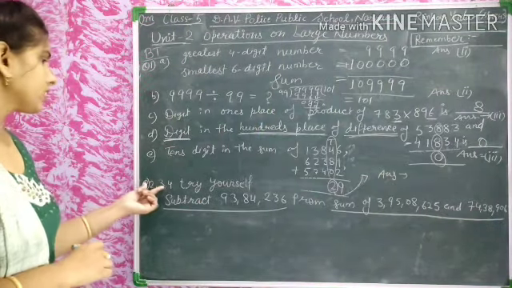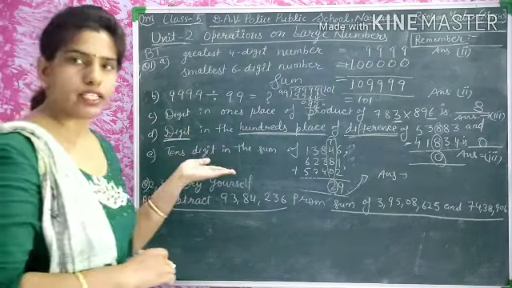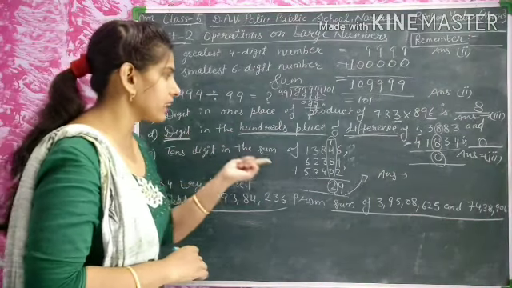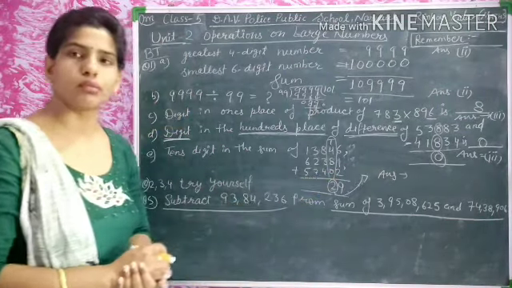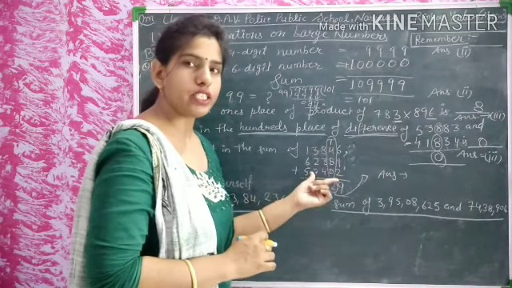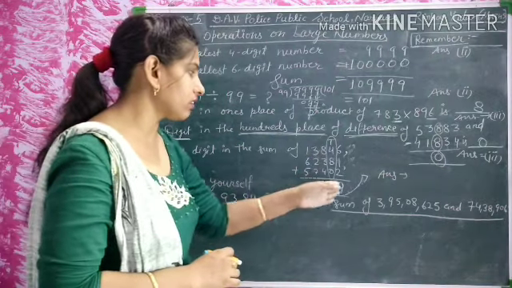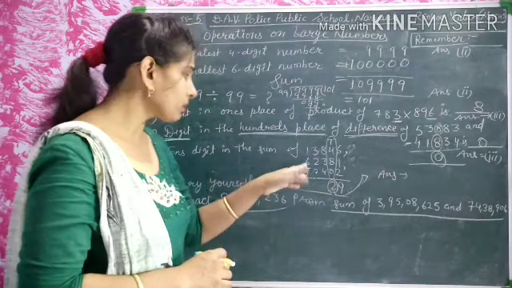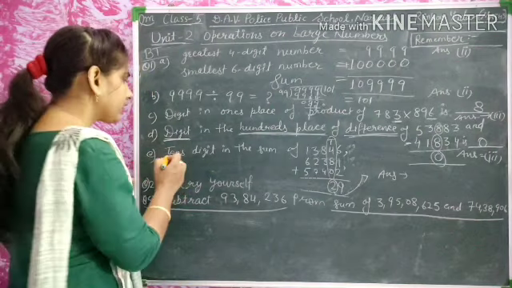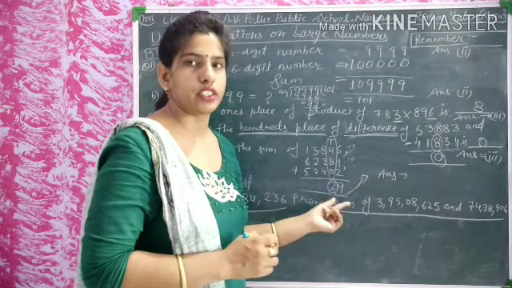Now the next question is part E. In part E, similar to the previous question, it asks for the tens digit in the sum of all the numbers. First find the sum of all the numbers. There is no need to find the whole sum, but we have to find only the tens digit. So we need the tens place digit.